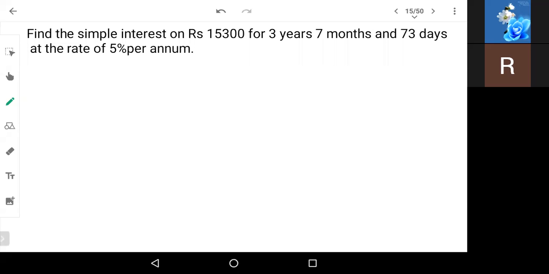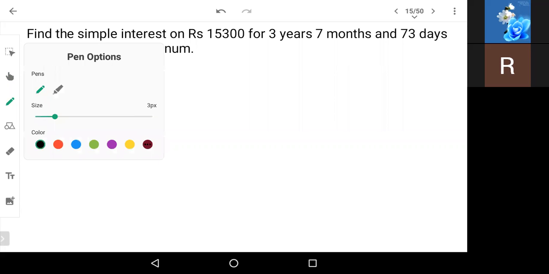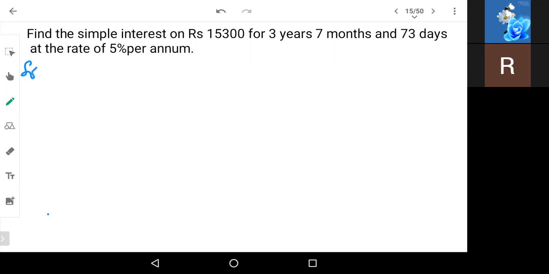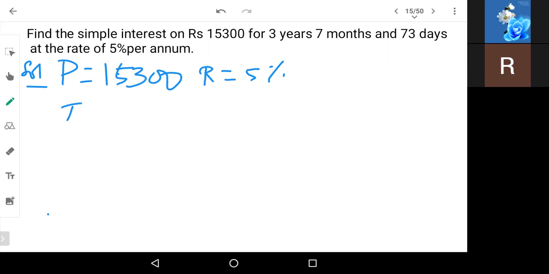Okay. Now the next problem. Find the simple interest on rupees 15,300 for 3 years, 7 months and 73 days. Next level. First it was only years and months, now years, months, days. And rate of interest is 5% per annum. Try this problem. Give it a try. Principal is 15,300. Rate of interest is 5%. Time is 3 years, 7 months, 73 days.